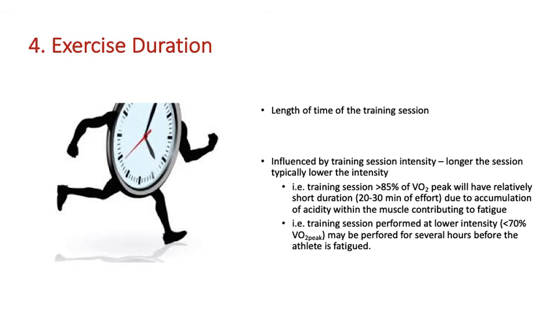For example, if a training session is performed at a lower intensity, less than 70% of your max, it may be performed for several hours before the athlete is fatigued. So there's this interplay: the duration, or the length of time of exercise, is really dictated by the intensity that you're doing the exercise. It makes sense. You can't hold a high intensity for a long period of time, but you can hold a low intensity for a long period of time. So you manipulate those two variables, volume and intensity.